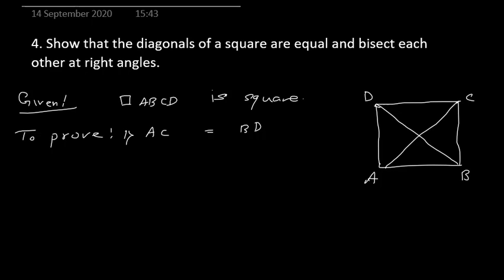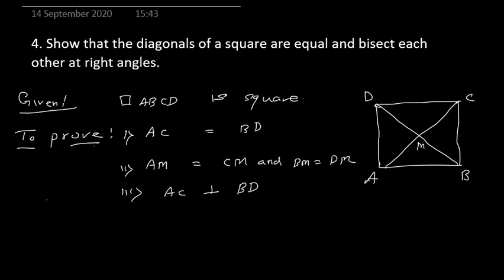This is the first part. Second part, suppose I take this as M, I have to prove that AM is equal to CM and BM equal to DM. And third, I have to prove that AC is perpendicular to BD. So these three things we have to prove.